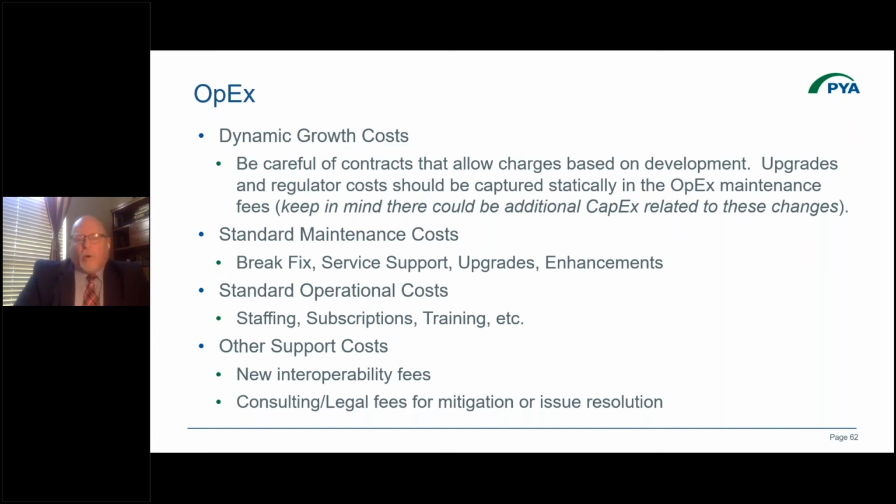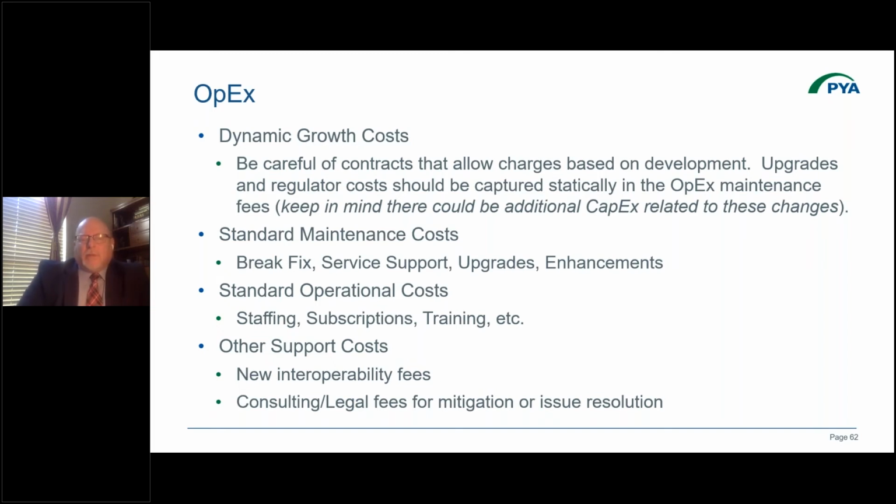Your standard stuff that we're all used to, your break, fix, service support, these are all your maintenance costs, upgrades, and enhancements. They will typically put those in the maintenance fee, and as they discover things that are broken and they fix those, they're not going to charge you for those. But what they want to charge you for is, hey, look, there's this new telemedicine as a part of the public health emergency that's going to allow us to charge a CPT code, and we want to charge you to do that. Well, I would negotiate a contract that says, no, that's just a part of you keeping it up.